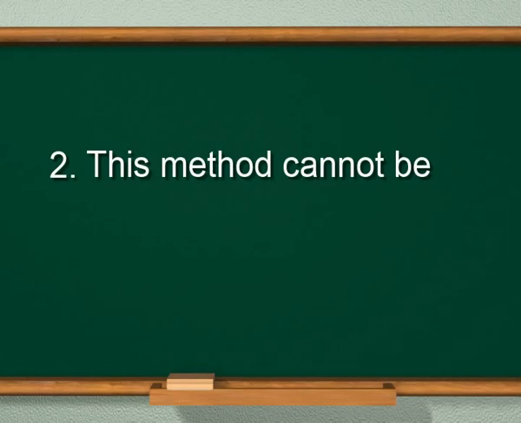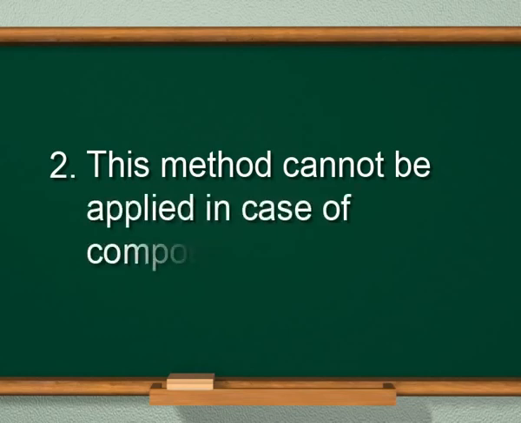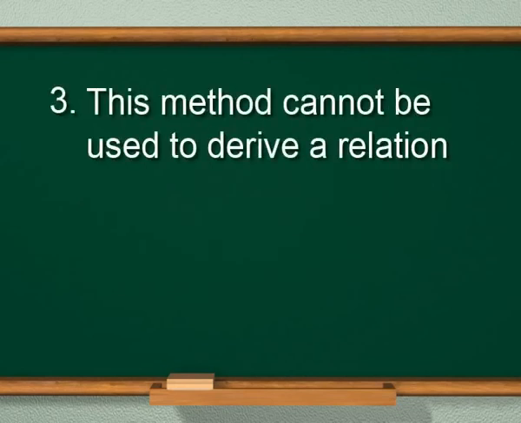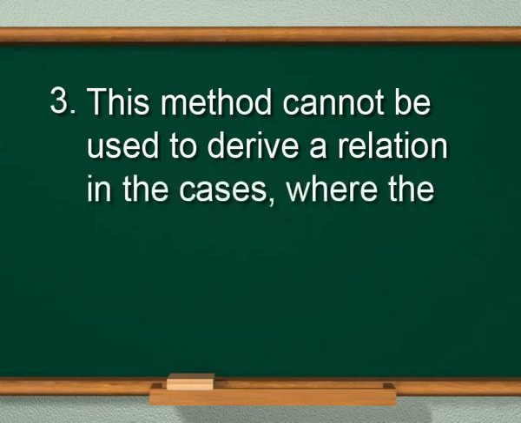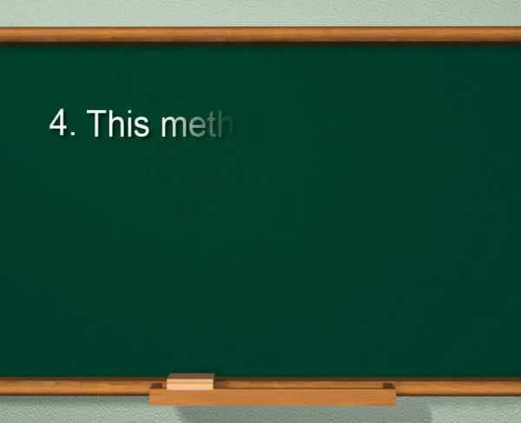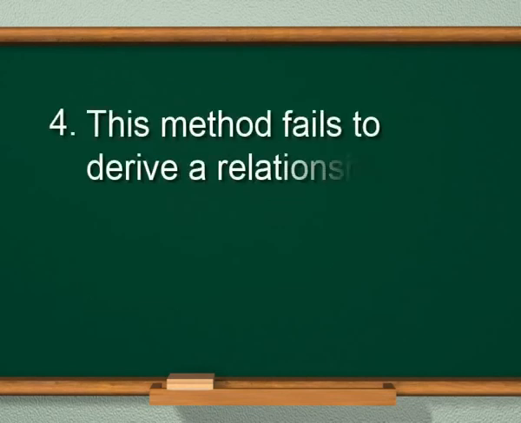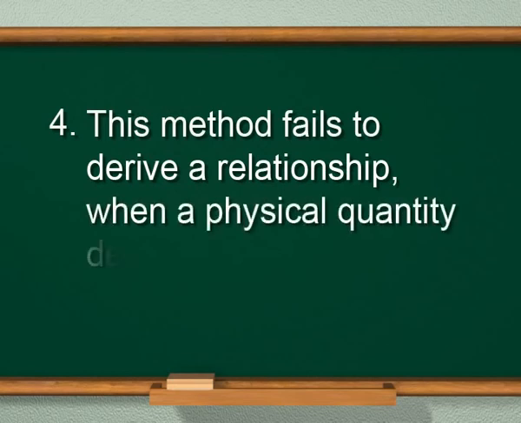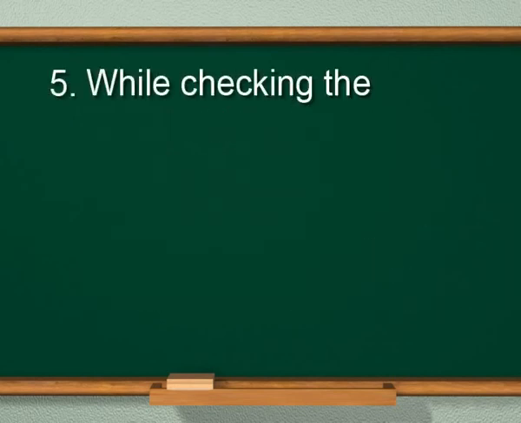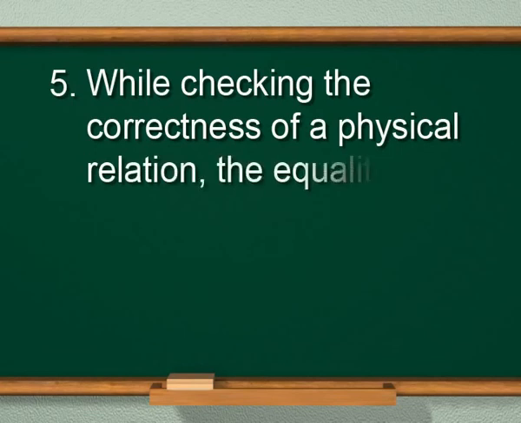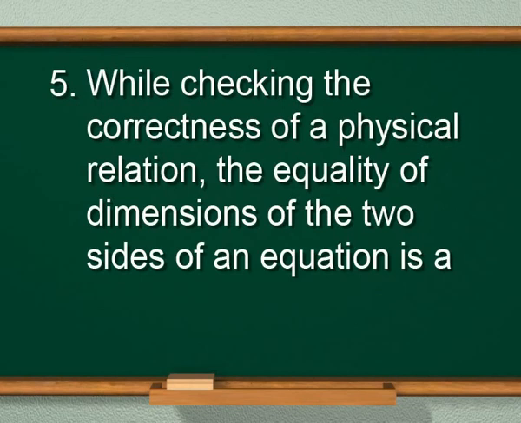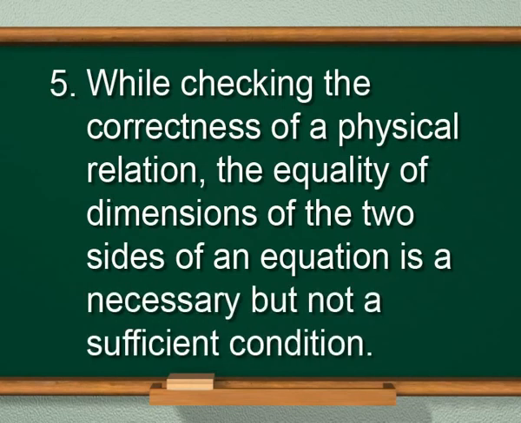Second, this method cannot be applied in case of composite relations. Third, this method cannot be used to derive a relation in the cases where the trigonometrical or exponential functions are involved. Fourth, this method fails to derive a relationship when a physical quantity depends on more than 3 physical quantities. Fifth, while checking the correctness of a physical relation, the equality of dimensions of the two sides of an equation is a necessary but not a sufficient condition.